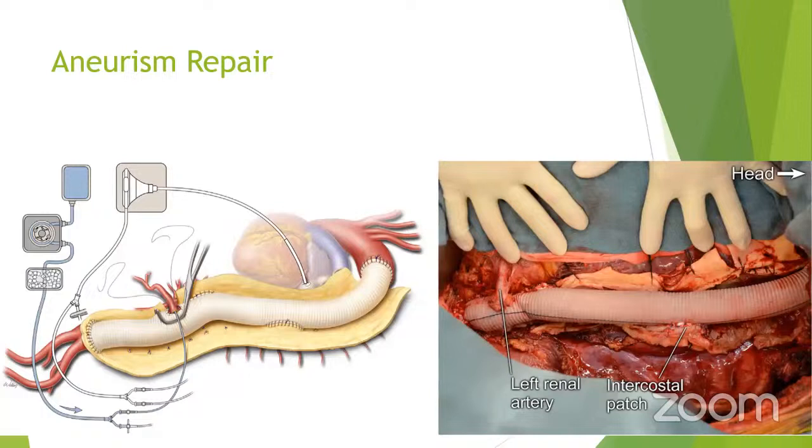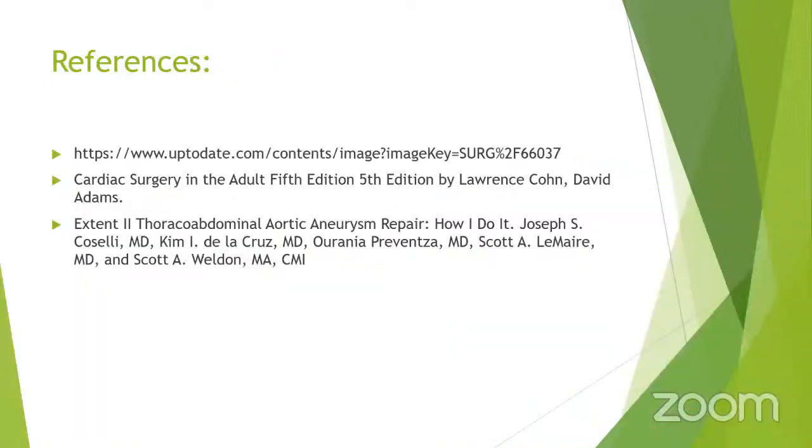The distal anastomosis is then carried out, followed by removal of the clamp and performing hemostasis. Then decannulation and closure can be done. At this stage, we've completed our repair, and the abdomen can be closed. These were my references, and thank you. Any questions?